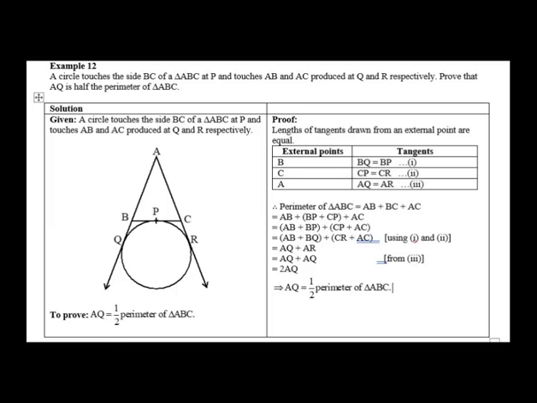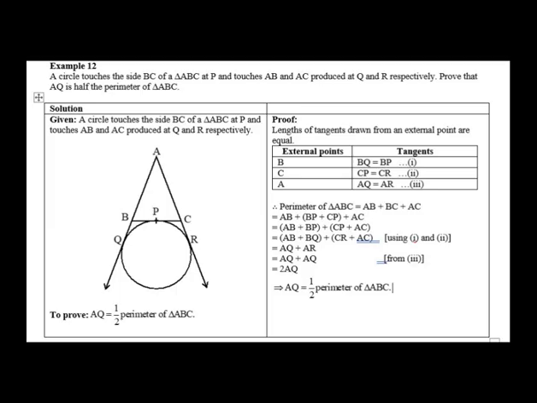We know that the lengths of the tangents drawn from an external point to a circle are equal. From B, BQ and BP are the two tangents. BQ is equal to BP. Mark this as equation 1. CP and CR are the two tangents from C. CP is equal to CR. Mark this as equation 2. AQ and AR are the two tangents from A. AQ is equal to AR. Mark this as equation number 3.